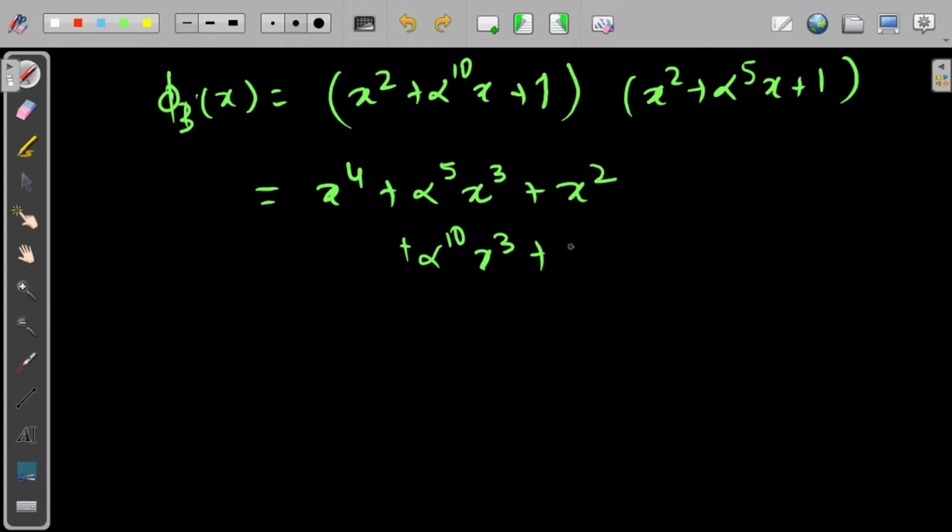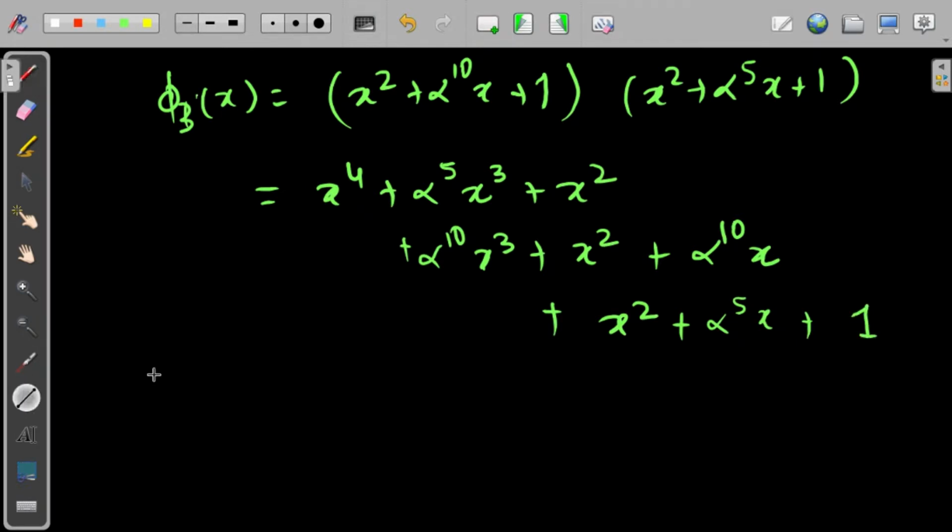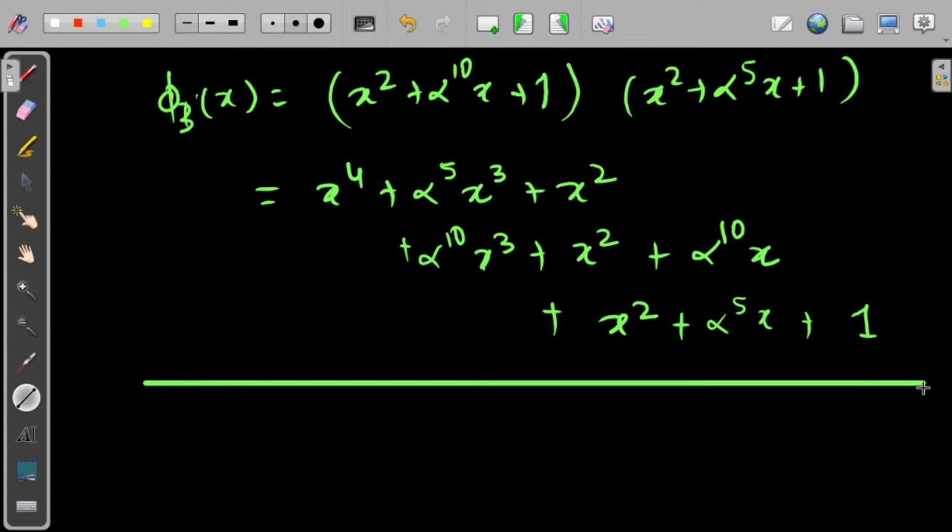I will get only x square here, and then if I multiply alpha 10 x into 1, I will get alpha 10 x. In the third case, I will be getting x square here, and then I will get alpha to the power 5 x and then 1, right? So if I add them together, the result is going to be fairly simple, right?